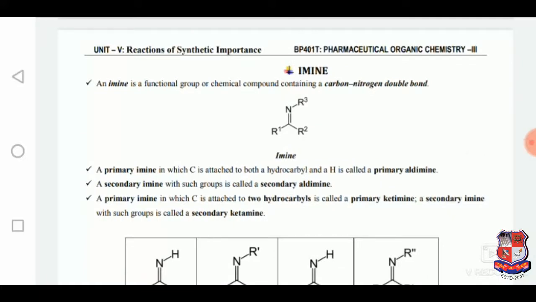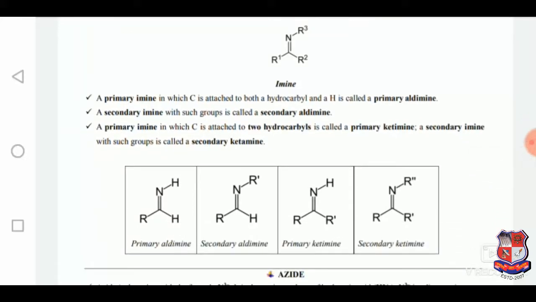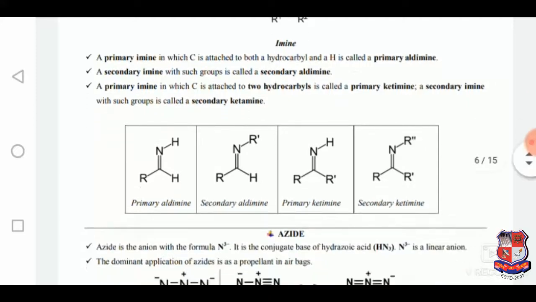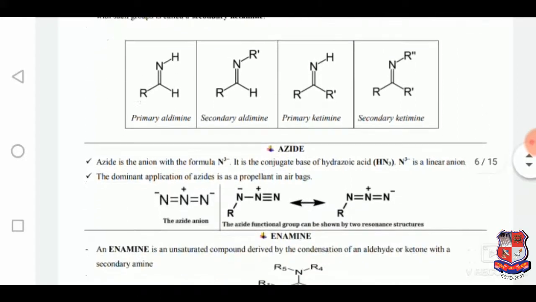Imine. An imine is a functional group or chemical compound containing a carbon-nitrogen double bond. A primary imine in which carbon is attached to both hydrocarbyl and hydrogen is called a primary aldimine. A secondary imine with such groups is called a secondary aldimine. A primary imine in which C, meaning carbon, is attached to two hydrocarbyls is called a primary ketimine. A secondary imine with such groups is called a secondary ketimine.